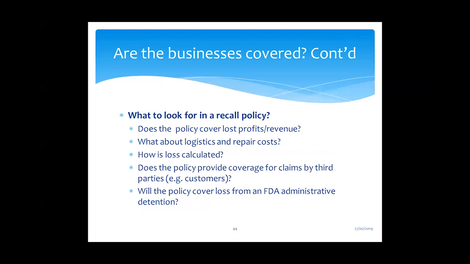Now, the most important thing I'm going to talk about is what to look for in a recall policy. It's essential that these are the 5 points that one needs to look at. Does the policy cover lost profits and revenue? What about logistics and repair costs? How is loss calculated? Does the policy provide coverage for claims by third parties? That means third parties are people like customers or consumers. Will the policy cover the loss from an FDA administrative detention? That in particular applies to the USA.